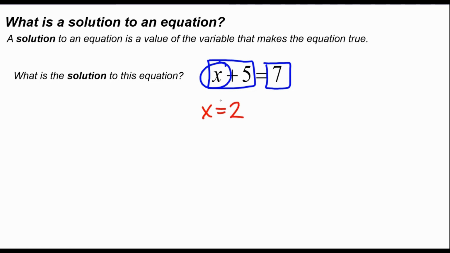If x is 2, then if we evaluate this like we've done before, we replace x with 2, and 2 plus 5 is equal to 7, and that is a true statement. So the value 2 makes it true, and notice that only 2 makes this true. No other value of x makes this true. So there's only one number that makes this equation true, and that one number is called the solution.